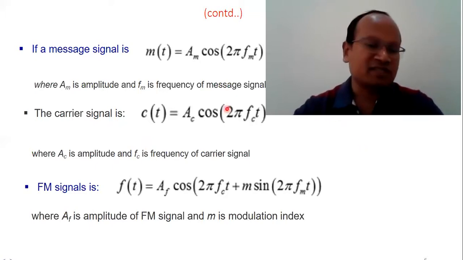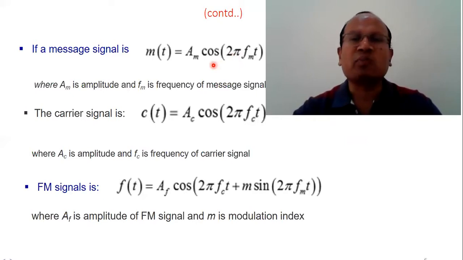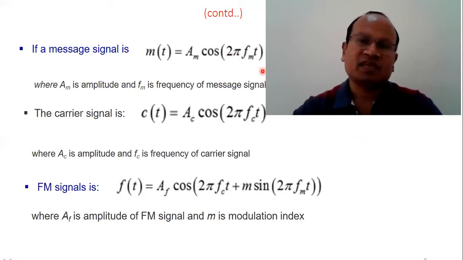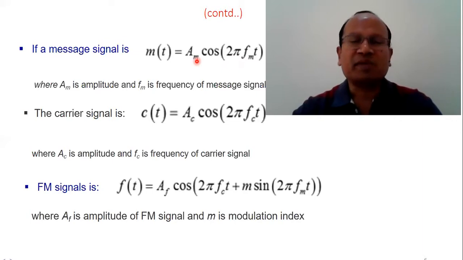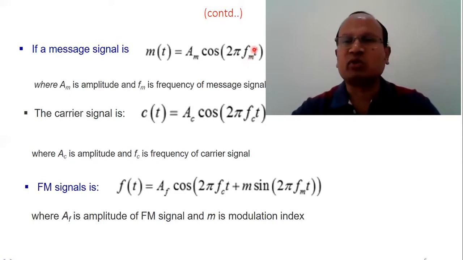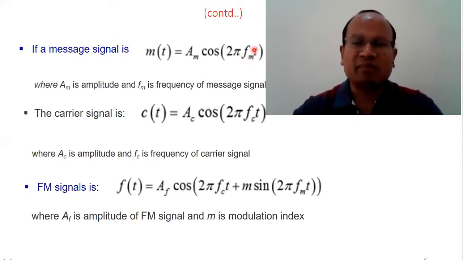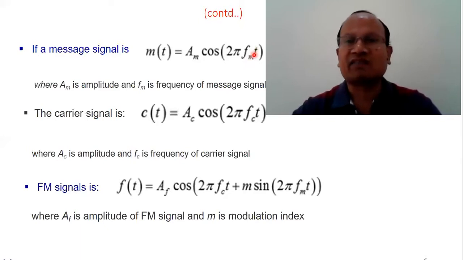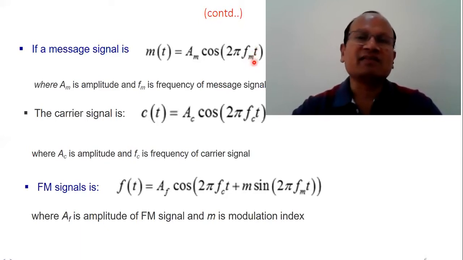Suppose we denote the message signal as m(t) = Am cos 2πfmt. Am is the amplitude of the modulating signal, fm is the frequency of the modulating signal. We can also write ωmt in place of 2πfmt. ωm is the angular frequency of the modulating signal. We also call the modulating signal the message or transmitting signal.